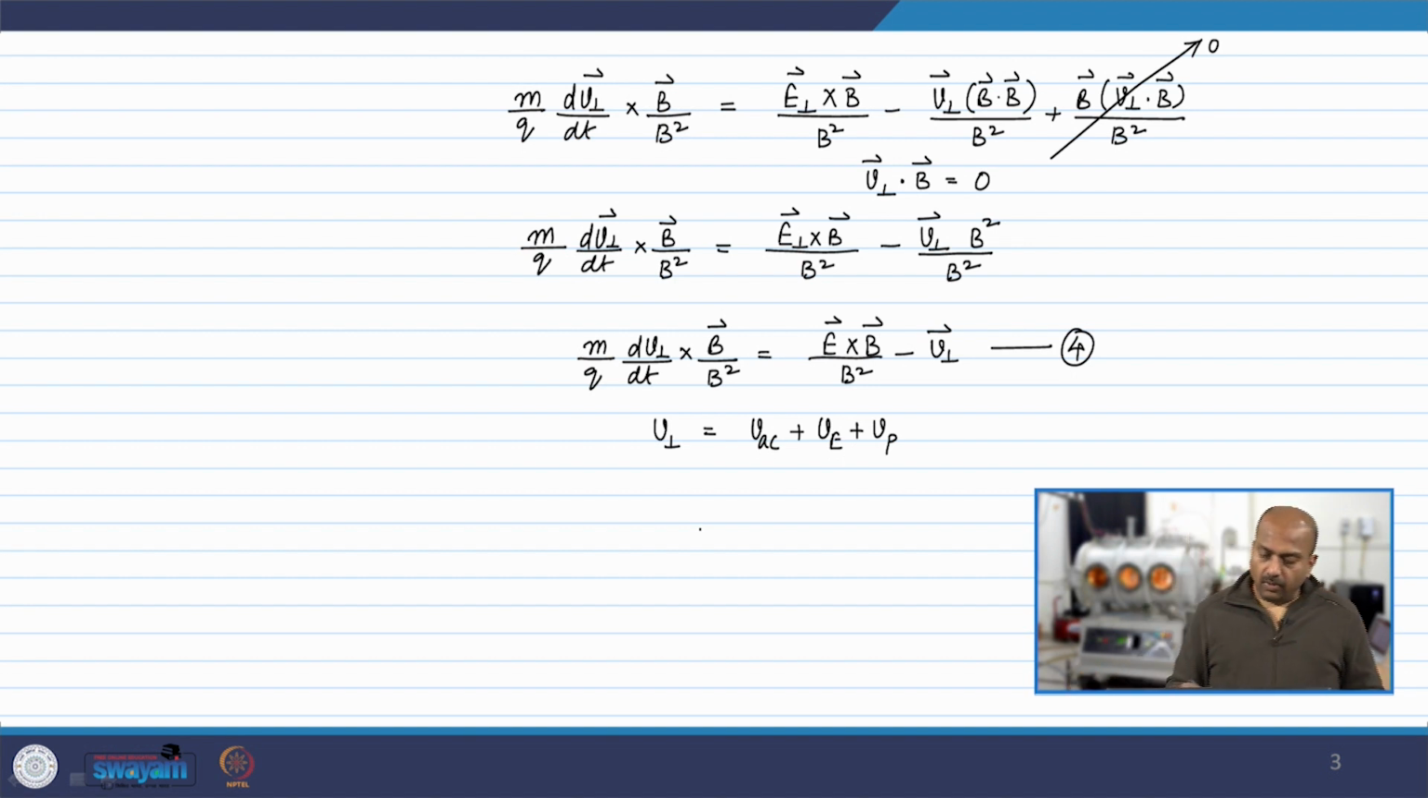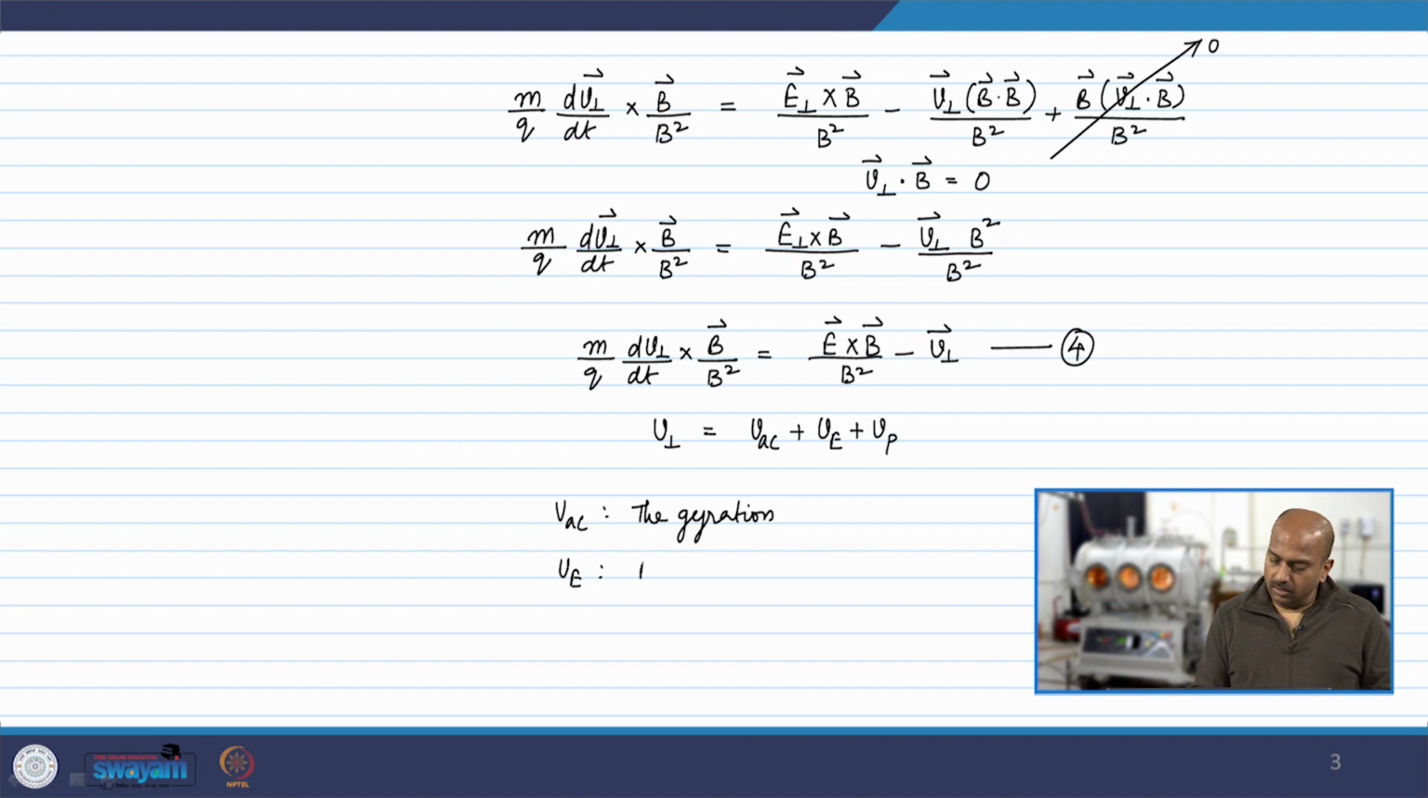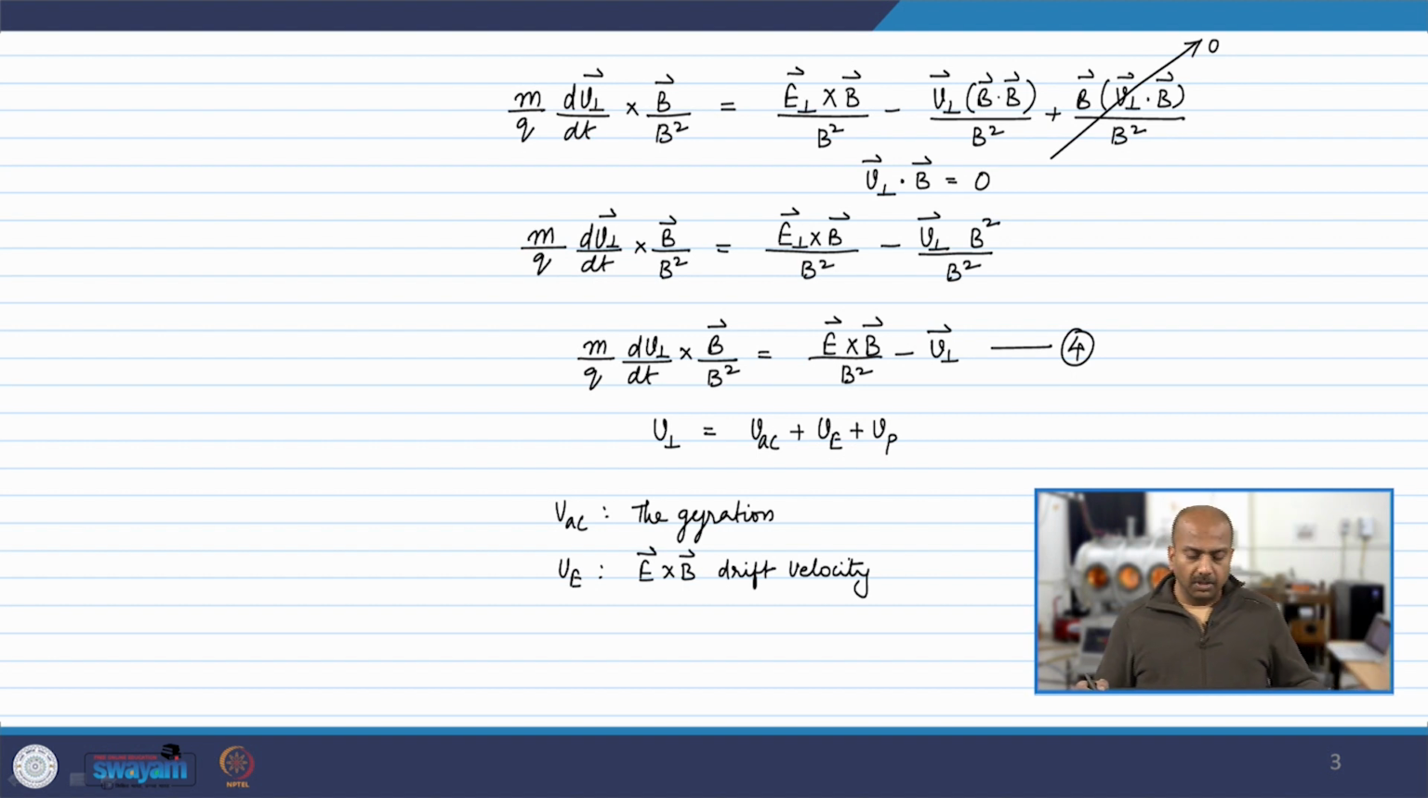Okay. So, what I have done is I have written indeed 3 terms, not just 2 terms, right. What are these 3 terms? V_AC. What is V_AC? This represents the gyration of the particle because of the presence of the magnetic field, represented by V_AC, right. And V_E, what is this? This is the E cross B drift velocity, right. This is the E cross B drift velocity we are familiar with.